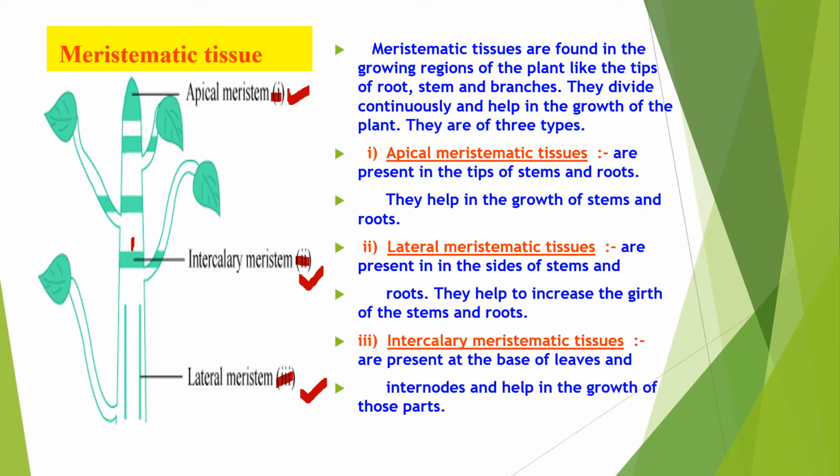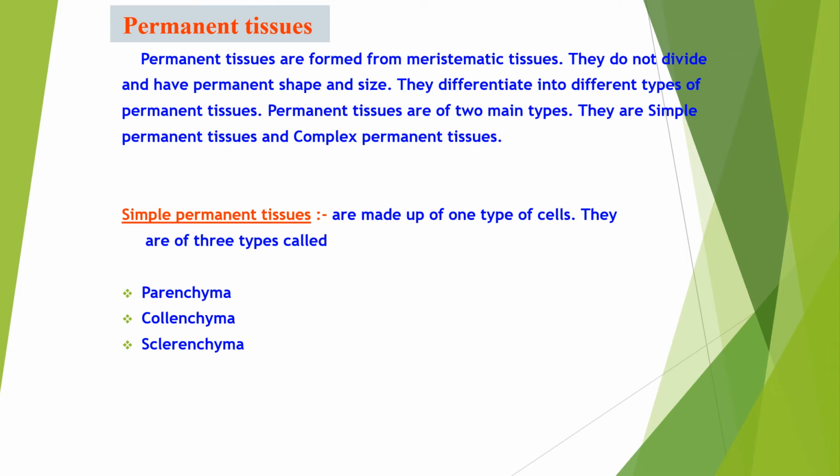Okay, shall we go on to the next type, the permanent tissues. The permanent tissues are formed from meristematic tissue, that is, when they grow up and differentiate, they form permanent tissues. They do not divide and have permanent shape and size. They differentiate into different types of permanent tissues. Permanent tissues are of mainly two types: simple permanent and complex permanent.